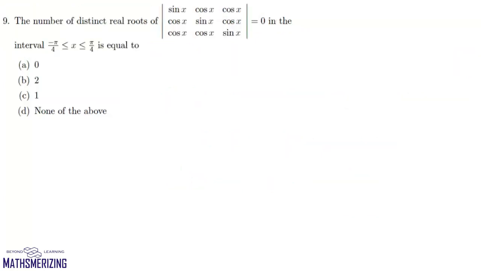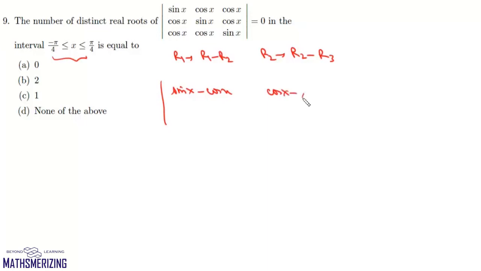Now question number 9 is, we need to find the number of distinct real roots of this equation in the interval minus pi by 4 to plus pi by 4. What we'll do is we'll write R1 as R1 minus R2, and we'll write R2 as R2 minus R3. So we can write this as sin x minus cos x, and here will be cos x minus sin x. This is 0. Here will be 0.